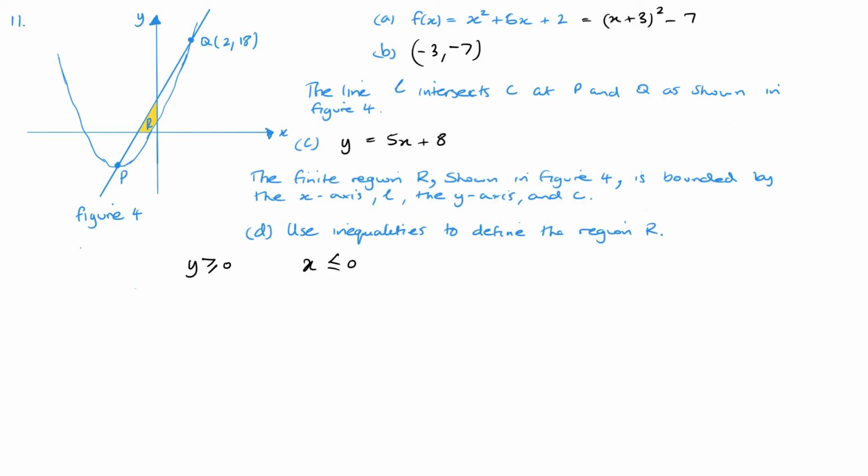Now comes the two kind of harder ones. So we've got a curve. We want above our curve and below that straight line. So above our curve would be y is greater than or equal to x squared plus 6x plus 2. And then y is less than or equal to 5x plus 8. Okay, and that is because it's below that line. So there we have it.